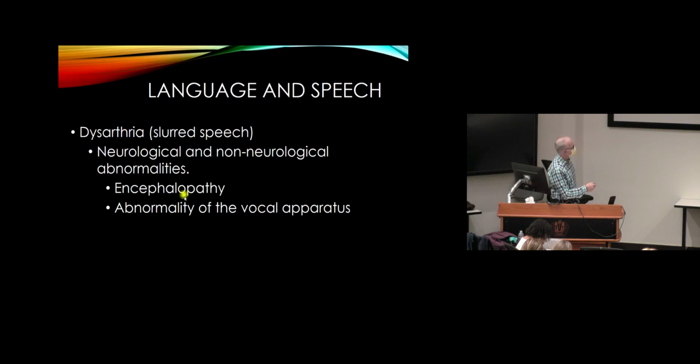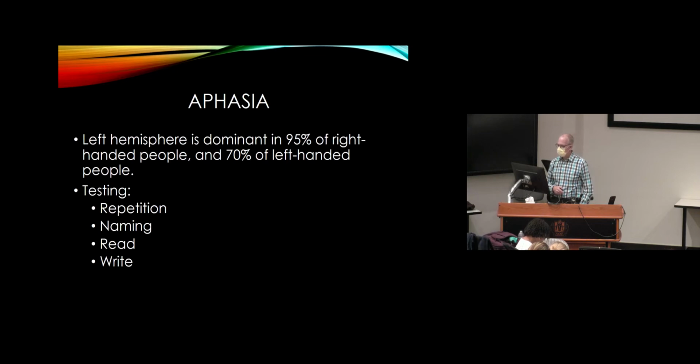Or we can have abnormalities, let's say, of the hypoglossal nerve. The tongue isn't moving. Well, that's going to affect your speech, right? So lots of things that can happen in the mouth can also affect the ability to articulate clearly. So that's a dysarthria, slurred speech.